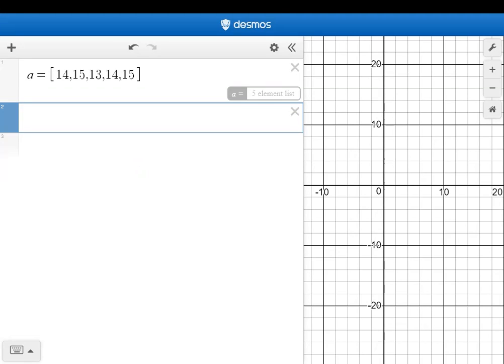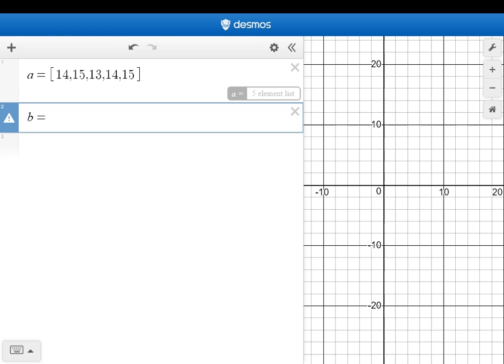Last but not least, I wanted to look at how you would compare measures of central tendency to each other when you have multiple sets of data. So you can see I've got my first set of data there as A equals. But what if they give you maybe two groups of data or even three groups of data and they say which one has the largest standard deviation? So let's type in a couple more sets of data.